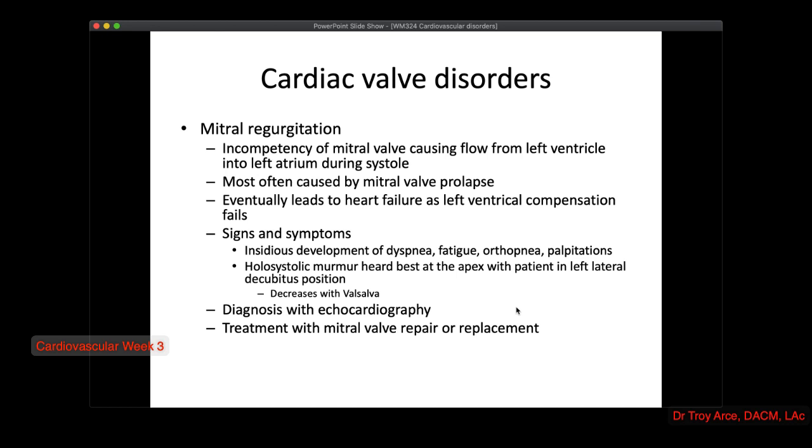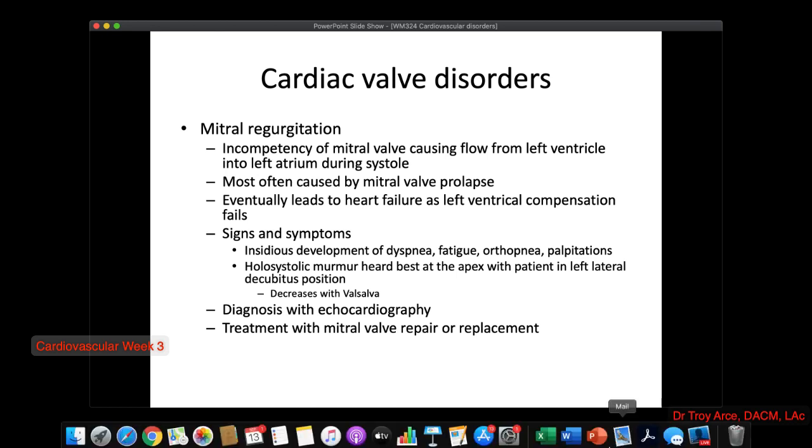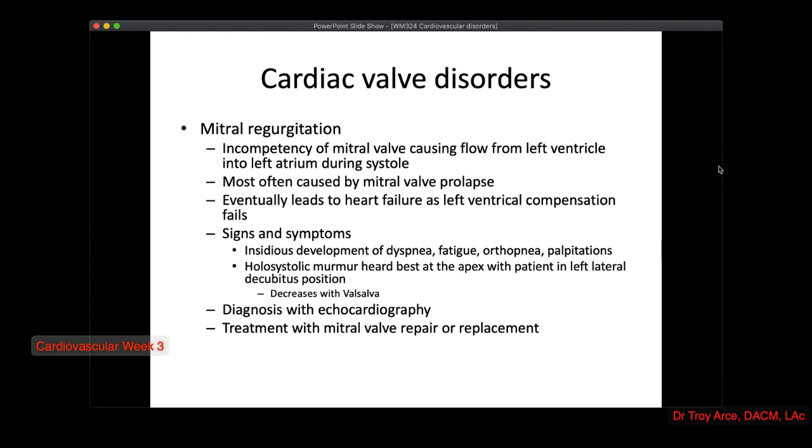So it's most often caused by mitral valve prolapse, which eventually leads to heart failure as left ventricle compensation fails. They're going to have insidious development of dyspnea, fatigue, orthopnea, palpitations. They're going to have a holosystolic murmur. It's going to be heard best at the apex with the patient in the left lateral decubitus position, again decreasing with Valsalva. The diagnosis is with echo, and the treatment is through surgical repair or replacement.